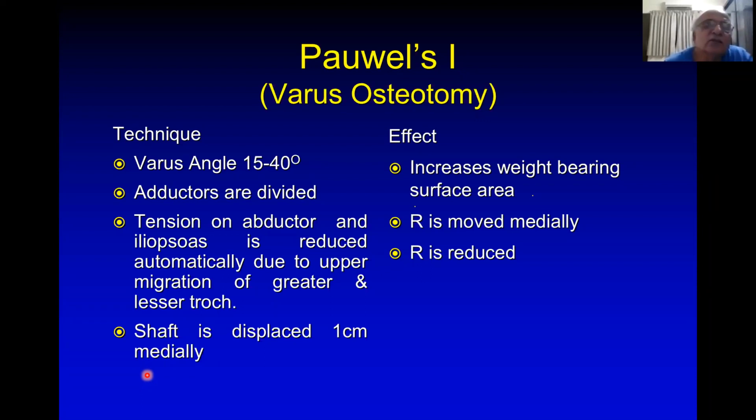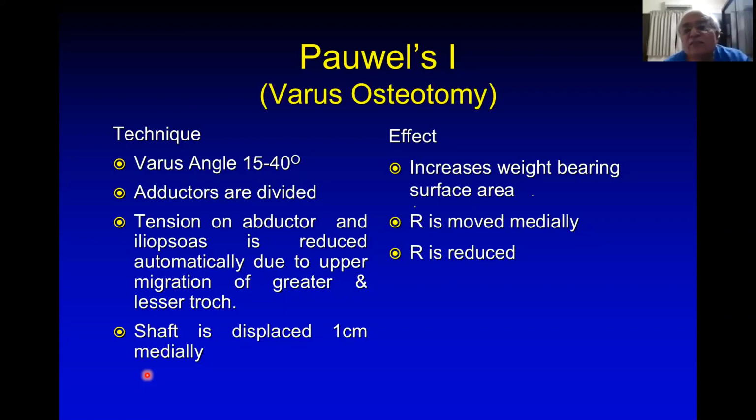Technique of varus: you can do 15 to 40 degrees, not much more. For the adductor, you need to do a tenotomy. The tension of the abductors and iliopsoas is reduced automatically due to upper migration of the greater trochanter and lesser trochanter. So the abductor lever arm changes. The shaft is displaced 1 centimeter medially.